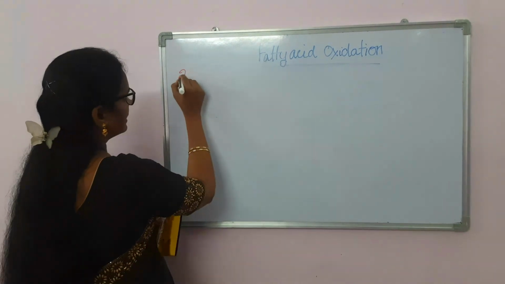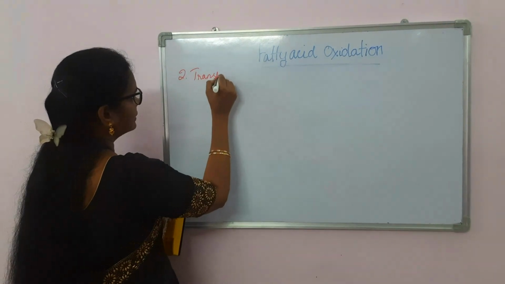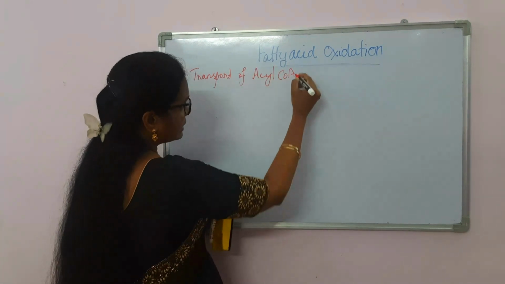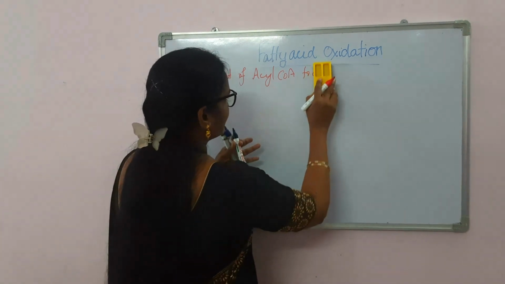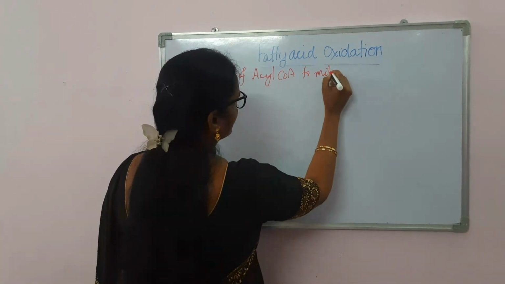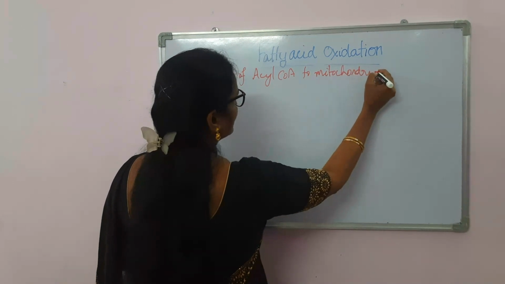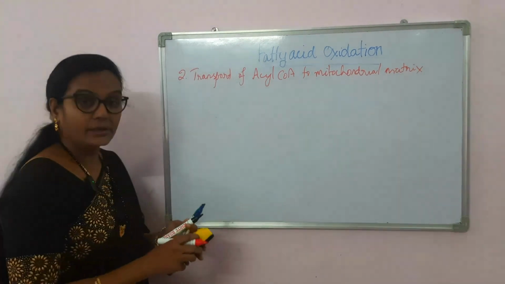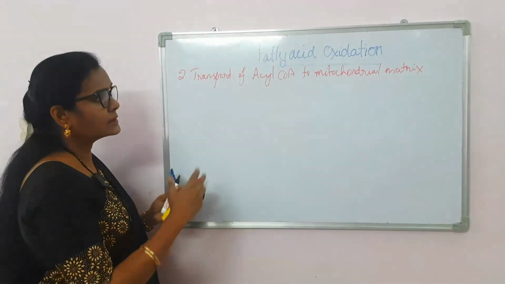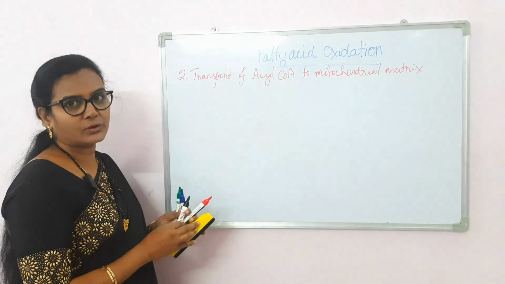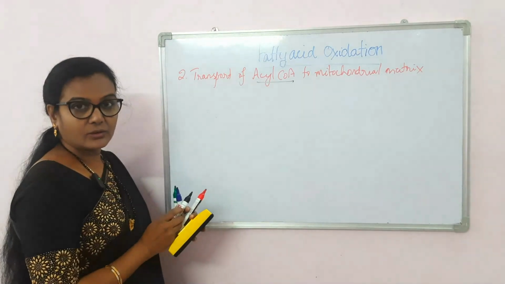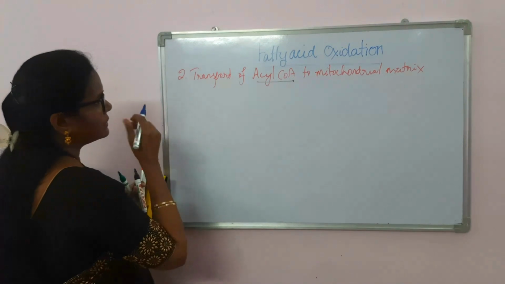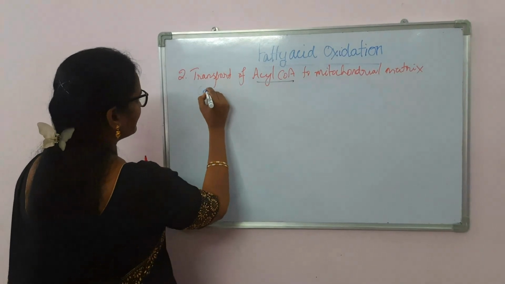Second step is transport of activated fatty acid, that is acyl CoA, to mitochondria, or mitochondrial matrix. Here a special carnitine carrier system operates, as the inner mitochondrial membrane is impermeable to the activated fatty acid, that is acyl CoA. A special carnitine carrier system operates. Let us see what's going to happen in the special carnitine carrier system.